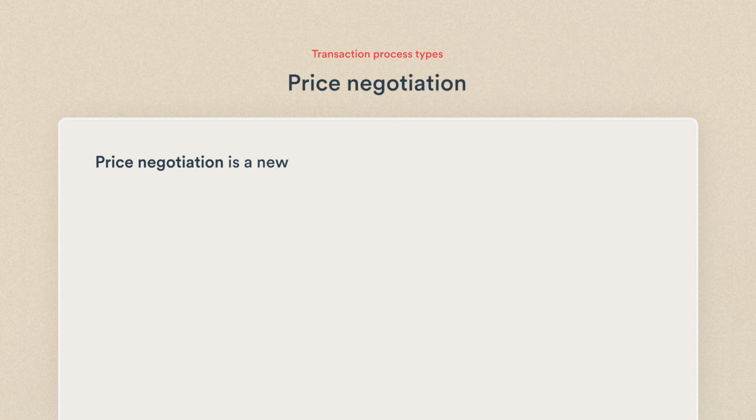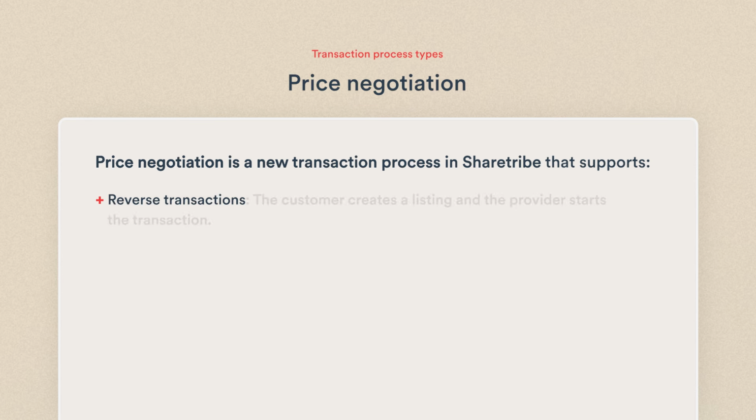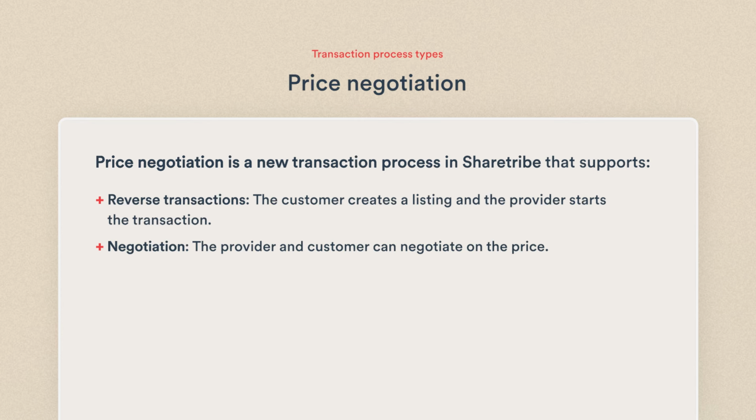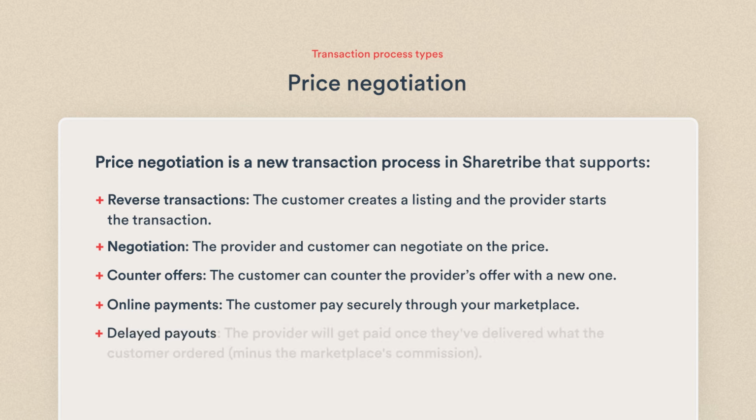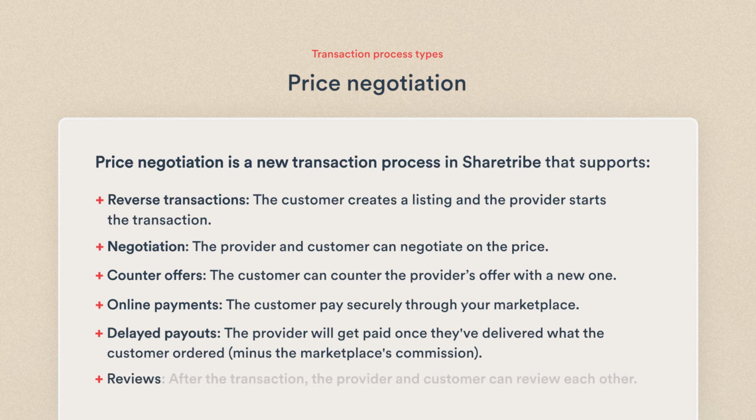Price negotiation is a new transaction process in Sharetribe that supports reverse transactions, meaning the customer creates a listing and the provider starts the transaction instead of the other way around. Negotiation: the provider and customer can negotiate on the price. Counter offers: the customer can counter the provider's offer with a new one. Online payments: the customer can pay securely through your marketplace. Delayed payouts: the provider will get paid once they've delivered what the customer ordered, minus the marketplace's commission. And finally, reviews. After the transaction, the provider and customer can review each other.